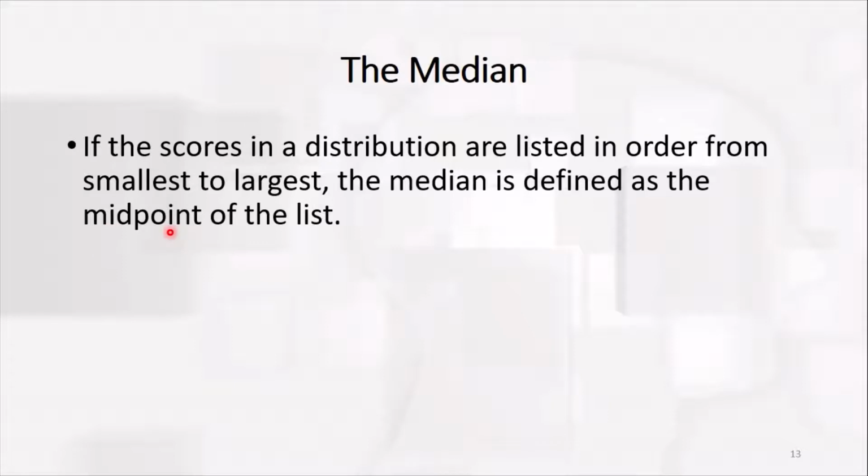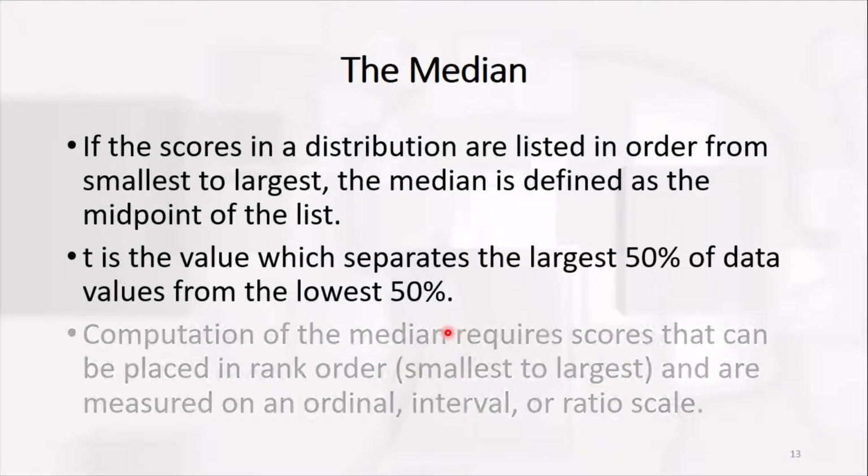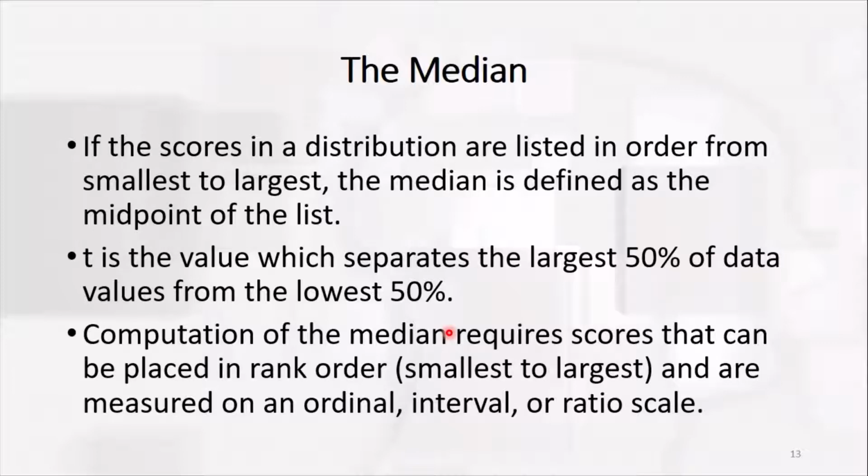Pag sinabi nating midpoint, yung gitna ng distribution. This is the value which separates the largest 50% of the data values from the lowest 50%. Okay, since yung median natin is nasa gitna, of course, yung value natin will separate the largest 50% at yung nasa baba naman will be another 50% para masabi natin nasa gitna siya talaga. Now, the computation of the median requires scores that can be placed in ranked order. Smallest to larger, pwede rin namang to largest to smallest. And they are measured on an ordinal, interval, or ratio scale. Okay? So, doon sa mean kanina, interval or ratio scale lang. Pero dito sa median, naidagdag natin yung ordinal scale.